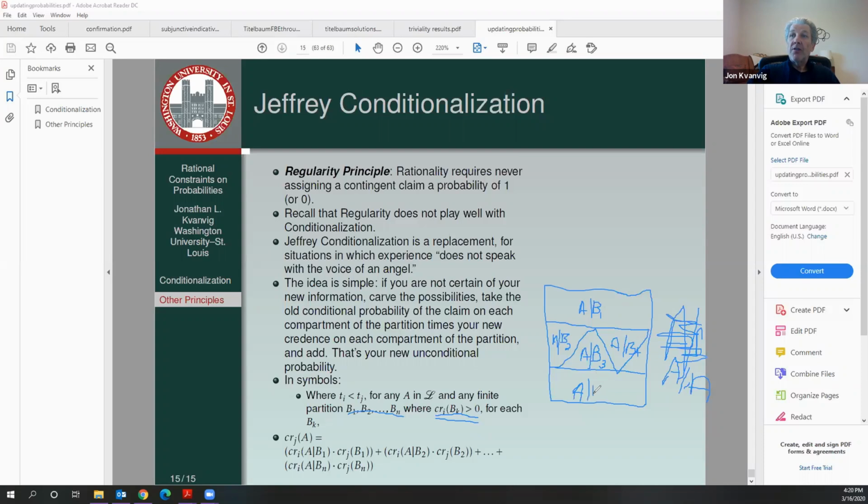How much of B5 counts as a part of B5? Okay, so you do all of the conditional probabilities, and then you multiply them times the size of each of the elementary parts of your partition. How much of the total space does B1 take up?